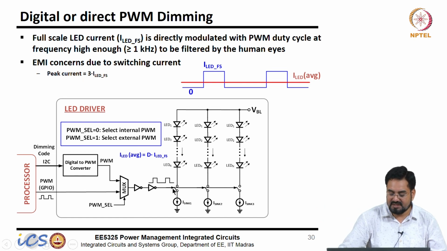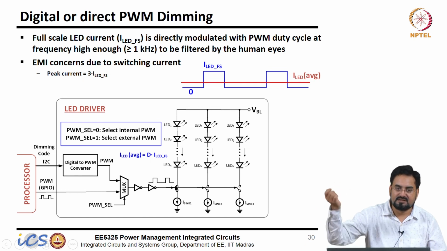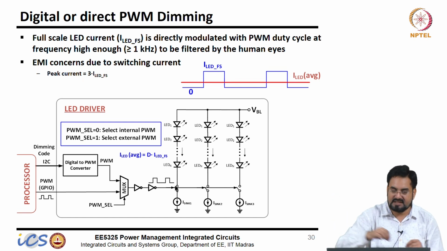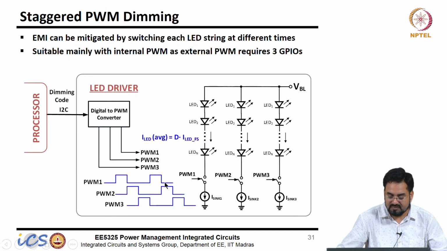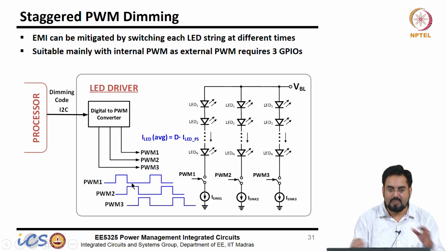So now you can imagine that you are switching 60 milliamp current on and off, and these cables have high inductance compared to short traces on your PCB. So there may be some EMI concerns. So what we do actually, we turn them on and off in a staggered manner. Instead of simultaneously, we shift them in phases. So we stagger them, and now at one time only one LED is turning on, next time this LED is turning on, and then this one is turning on.